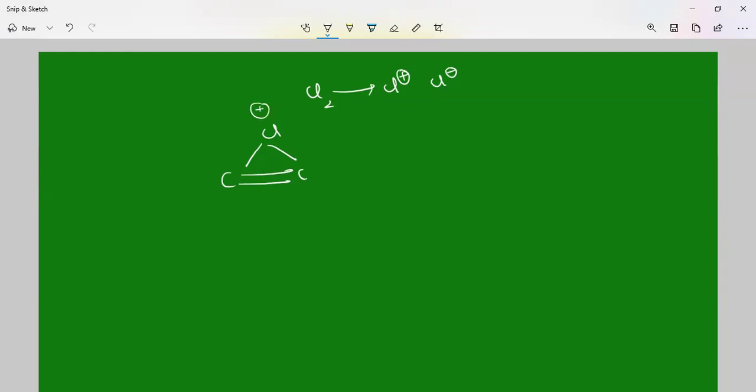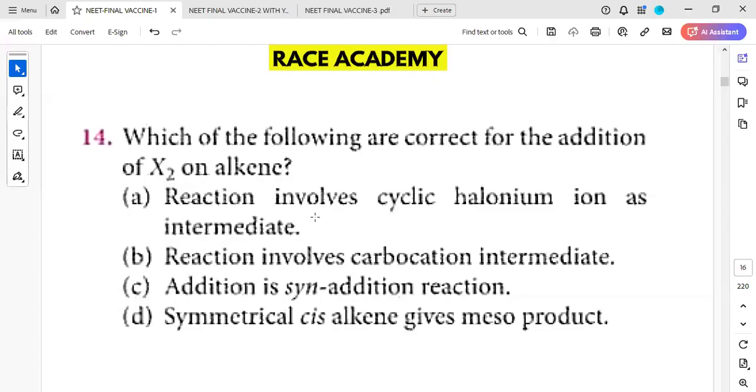This is plus, like this. The double bond is going to be eradicated in this one. So this type of possibility is there. That is why we are saying that this compound, whatever compound is there, that reaction involves a cyclic halonium ion as an intermediate. So for the 14th question, the first option is the right option.